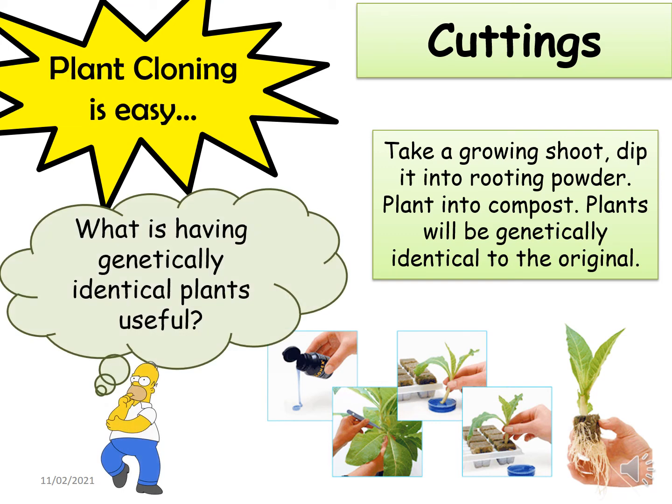So what is having genetically identical plants useful for? Well, it's cheap and they can be produced really quickly. In addition to that, cloning expensive food crops has been carried out for many years and causes the public fewer ethical and moral concerns than animal cloning.